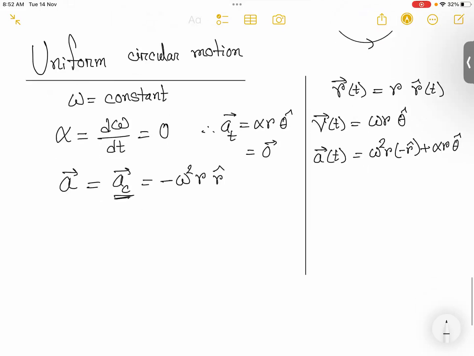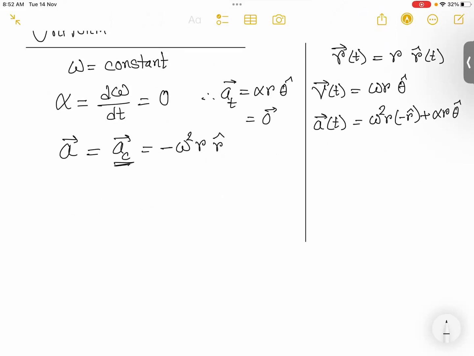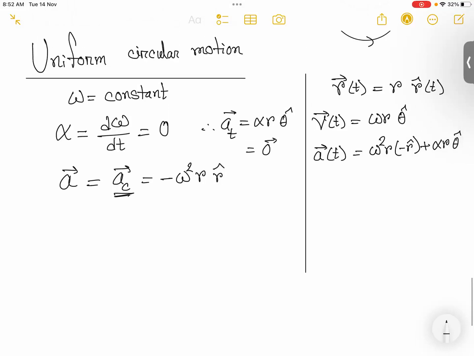The tangential acceleration depends on the angular acceleration alpha. So if your particle is not speeding up or slowing down, meaning the rotational speed does not change, then there is no tangential acceleration. For example, the fan, when it reaches its full speed, is moving with a constant angular velocity. There is no tangential acceleration, there is only centripetal acceleration.